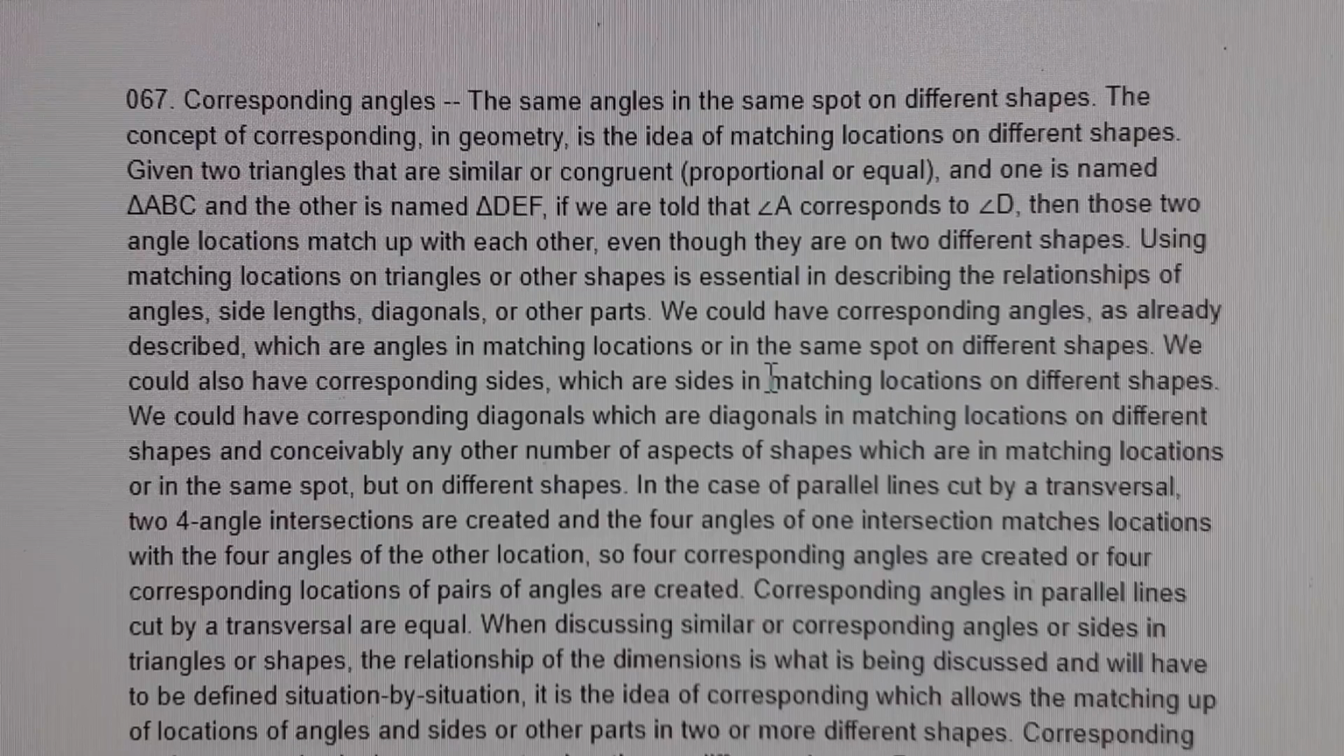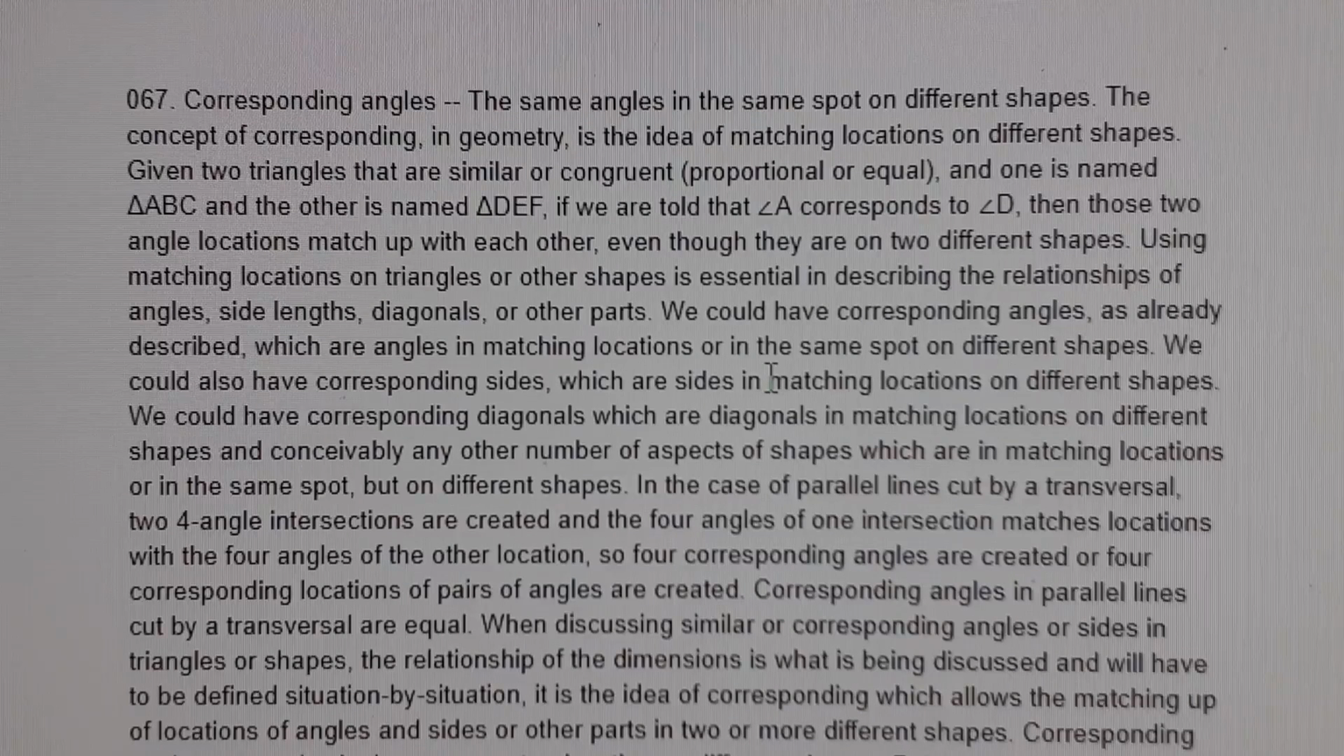Given two triangles that are similar or congruent (proportional or equal), and one is named triangle ABC and the other is named triangle DEF, if we are told that angle A corresponds to angle D, then those two angle locations match up with each other, even though they are on two different shapes.